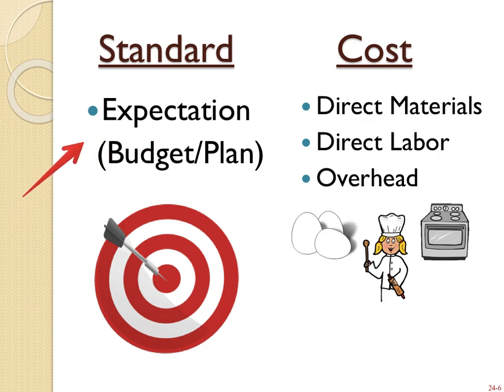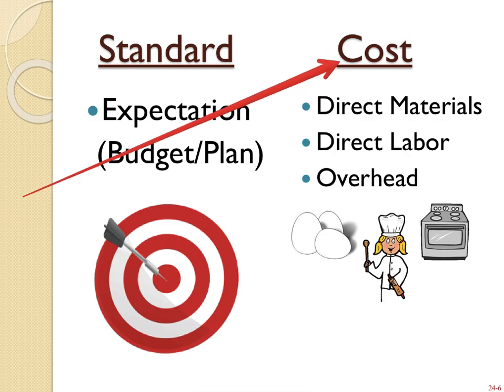have an expectation for? And this relates to the concept of budgeting, because a budget is also kind of an expectation or a plan for what the company wants to accomplish. So that's why I have this target here, because that's what it is. It's an expectation, a target, what we're trying to shoot for, what we want our business to accomplish. So that's the standard piece.